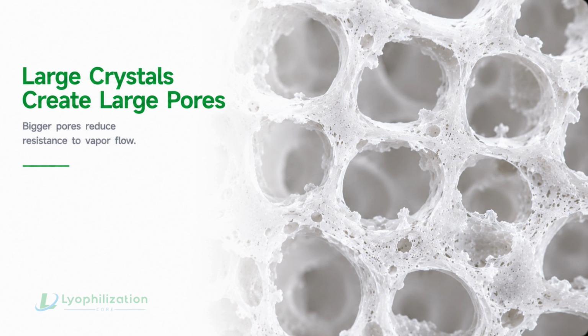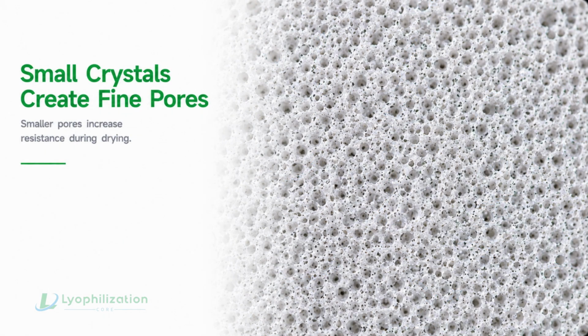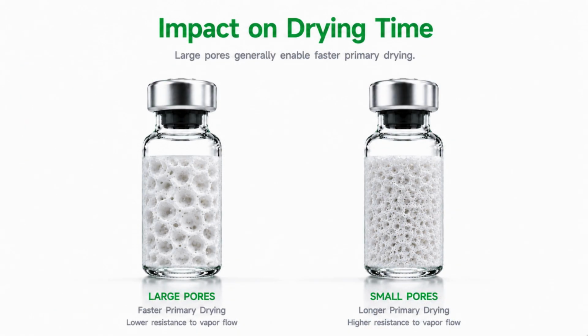Larger ice crystals produce larger pores after sublimation, reducing resistance to water vapor flow and generally allowing faster primary drying. Smaller ice crystals, in contrast, create finer pore networks that increase mass transfer resistance and can extend drying time.